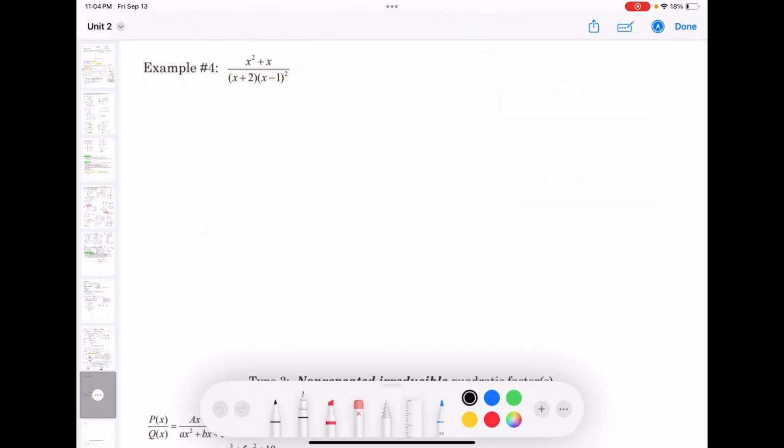Let's see number 4. First step, let's set up the equation because the denominator has been factored. So this one is equal to a divided by x plus 2 plus b divided by x minus 1 plus c divided by x minus 1 squared. Yes, I need my power of 2.